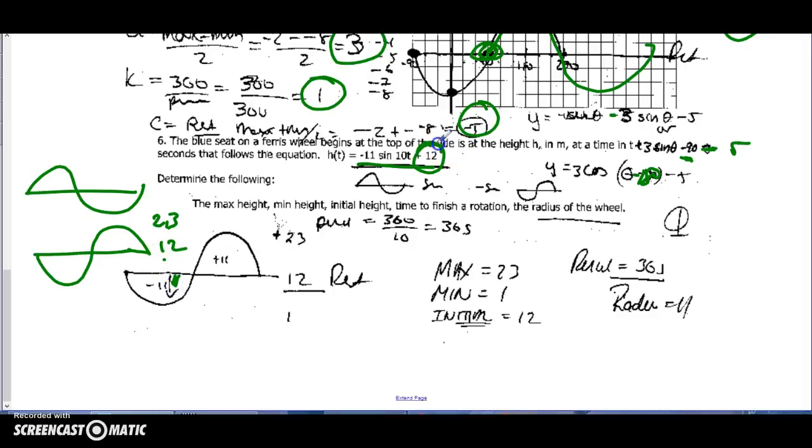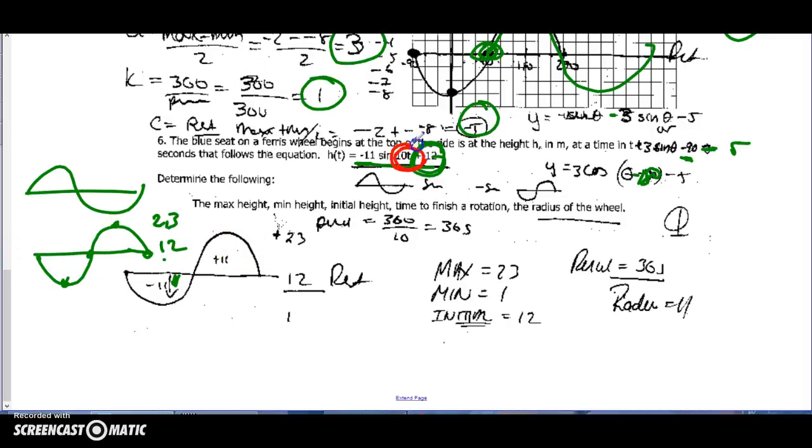Let's make sense of this again. 12 is my rest. I go up 11 and down 11. Now the question is, what's the period? This is going to then be 12. I go down to 1. I go back up to 12. I end up way up at 23 and back at 12. So this is the Ferris wheel question. The only thing missing now is how long does it take to do this?